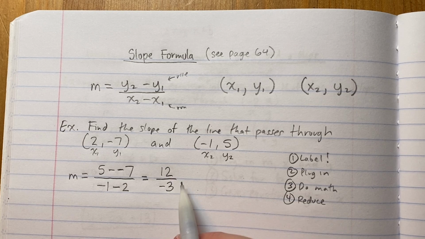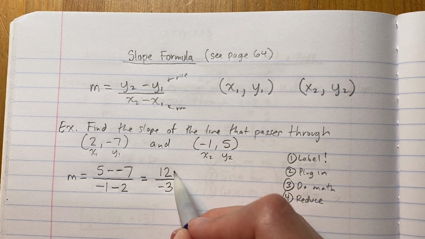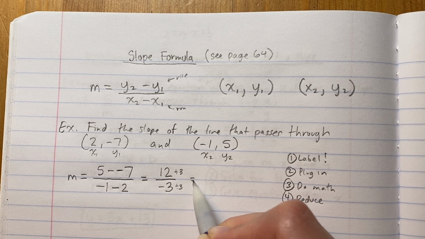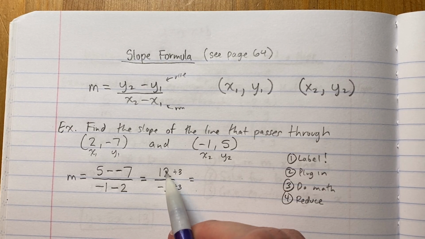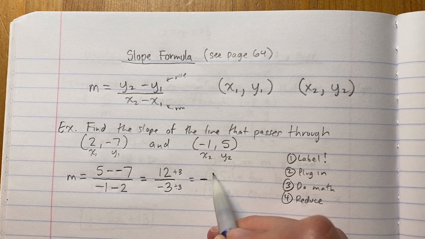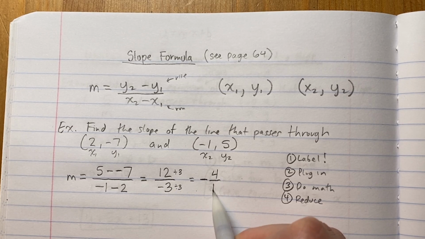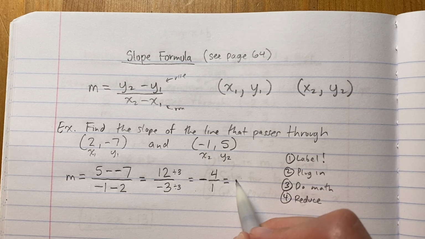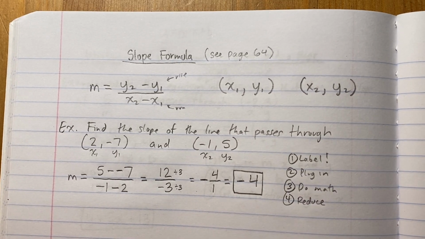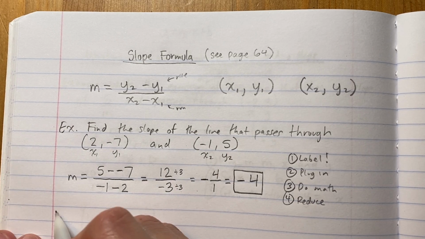In this case, I realize that both the top and the bottom can be divided by 3. Okay, I also see that it's a positive divided by a negative. So I know it's going to be a negative because it's a positive divided by a negative. And when I divide by 3, I get 4 over 1. And that we just write as 4. Okay, that's my slope. Here's another example.